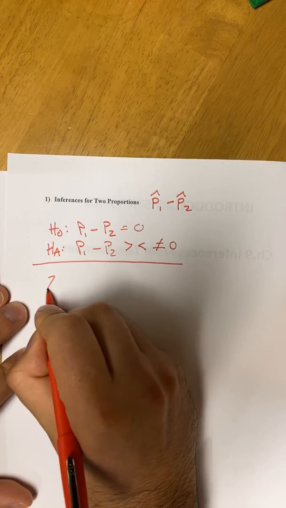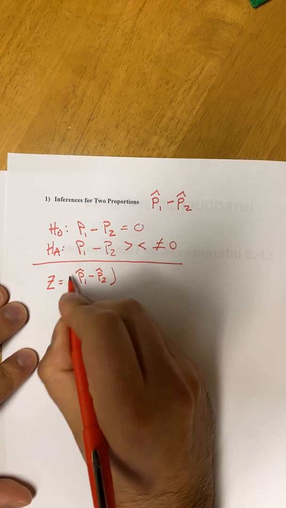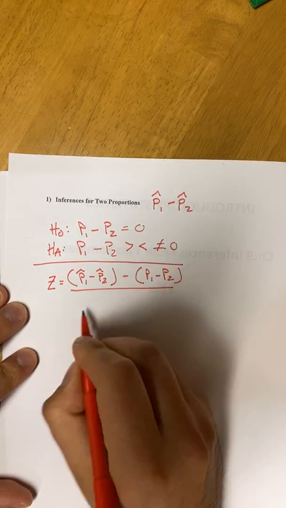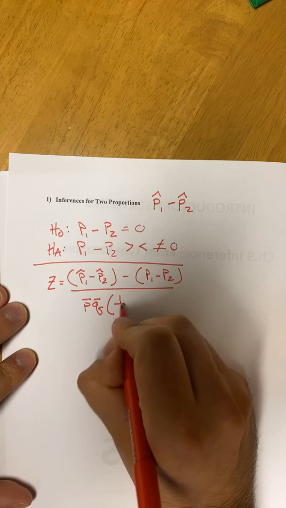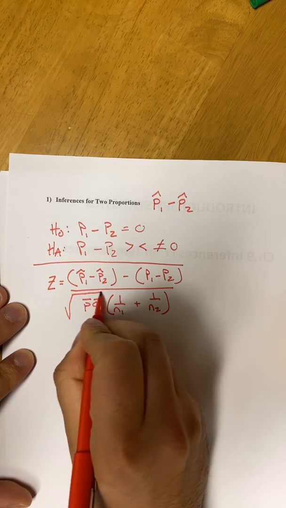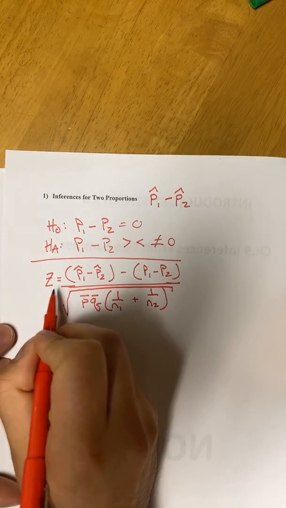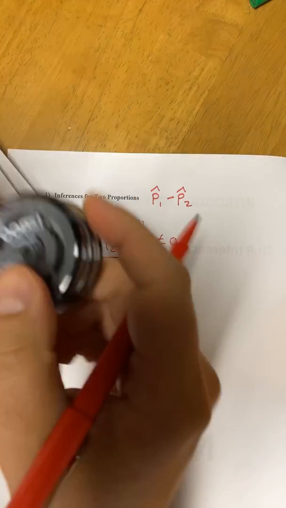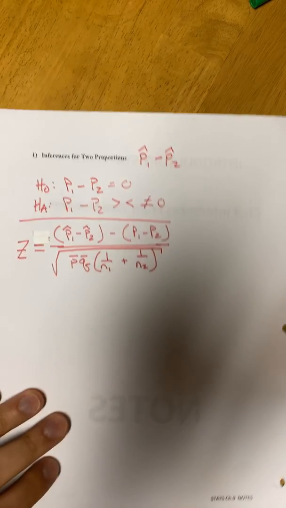Here's your test stat. That is a big formula. I should have had the Z right here. I hate when the equal sign is not aligned with the fraction bar.